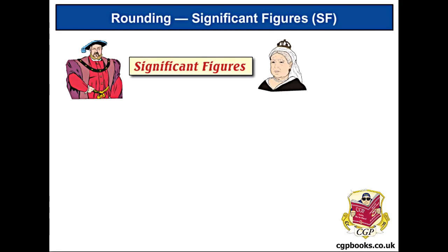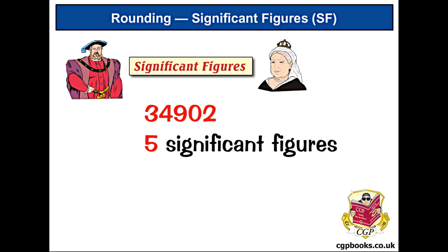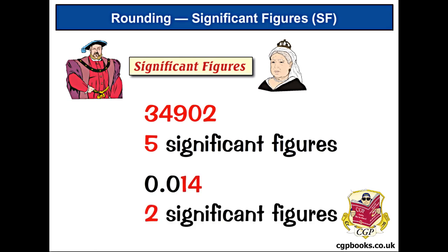Significant figures are people like Henry and Victoria here, but in the world of maths, they're the digits in a number that mean something. You start counting significant figures from the first digit that isn't 0. Poor zeros. So, for example, 34902 has 5 significant figures. The first is 3, the second is 4, and so on. But 0.014 only has 2 significant figures, 1 and 4.